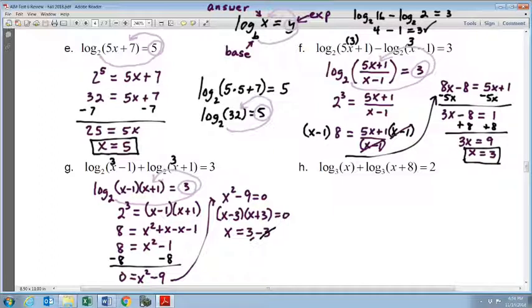The 3, if I plug that in, I get the log base 2 of 2. 3 minus 1 is 2. Plus the log base 2 of 4, and that needs to equal 3. Well, log base 2 of 2 is 1, because 2 to the first power is 2. And the log base 2 of 4 is 2, because 2 to the second power is 4. And so that does work.